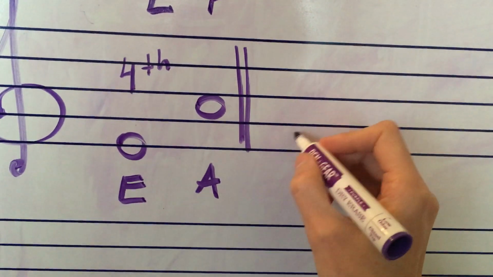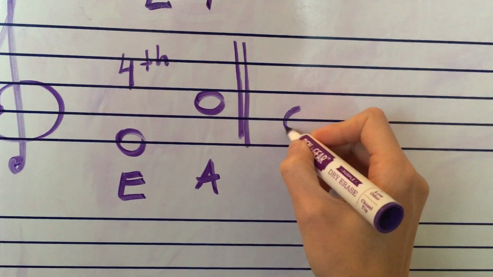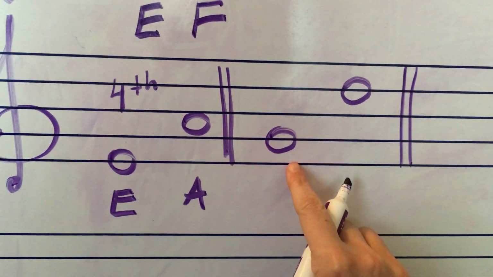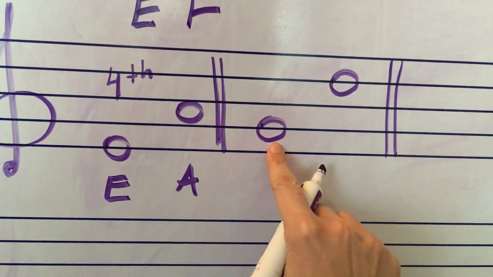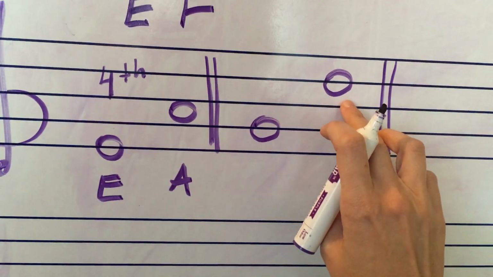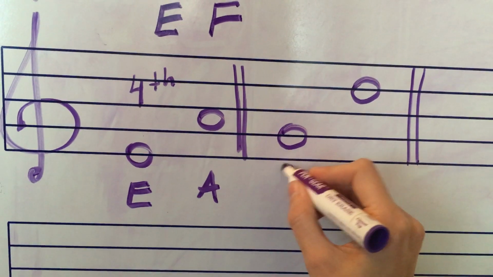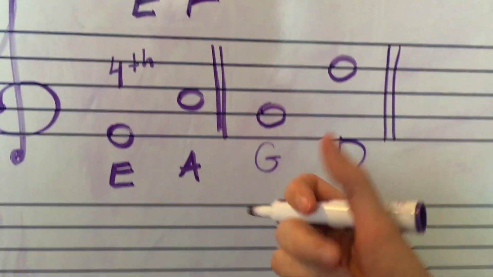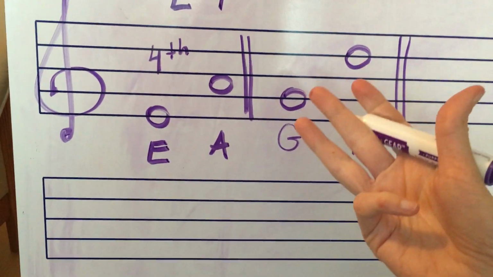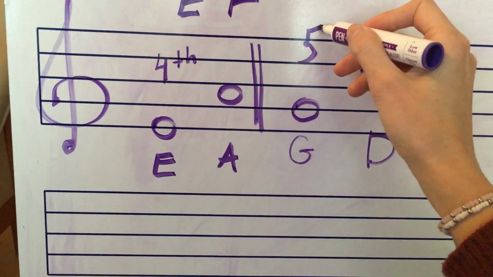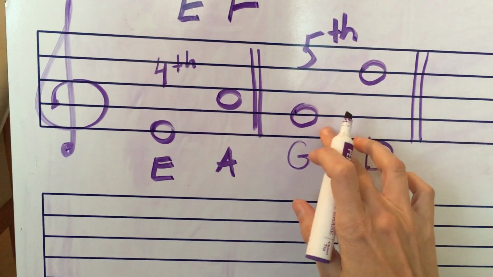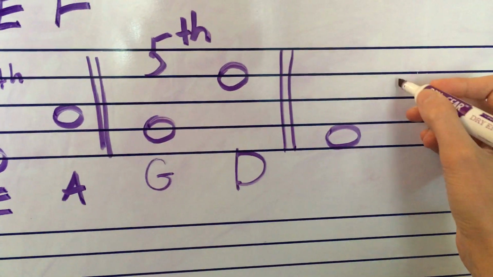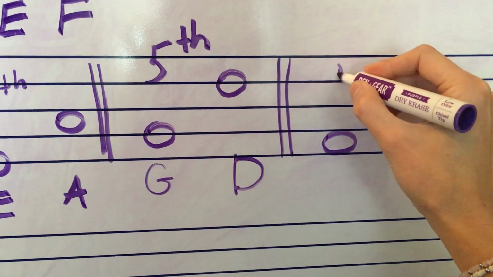Let's try another one. So let's just say you have this note and that note. Notice first that this is a line note, and this is a note that goes on the line. So that's a G, that's a D, right? If you count the distance between G and D, again, G, A, B, C, D, that gives you a fifth. Notice that a fifth, usually it's line to line.